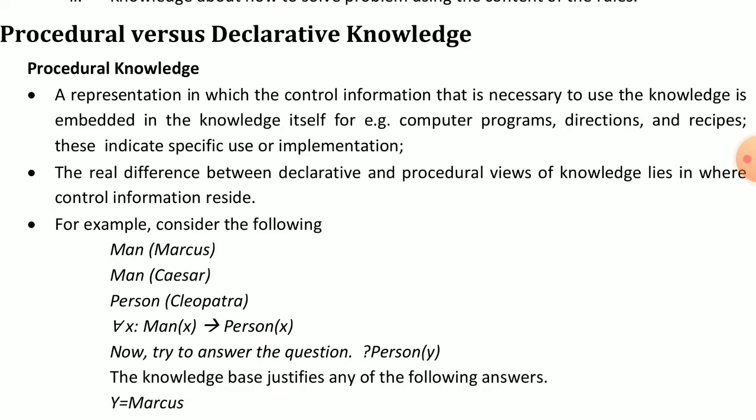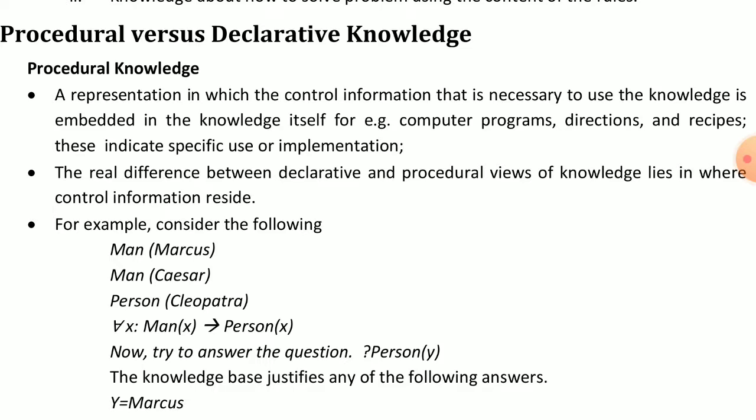Now the real difference between declarative and procedural views of knowledge lies in where control information resides. This means we can find out the difference: how we can process the knowledge data, how we can declare the knowledge data, and then how we can control the information.